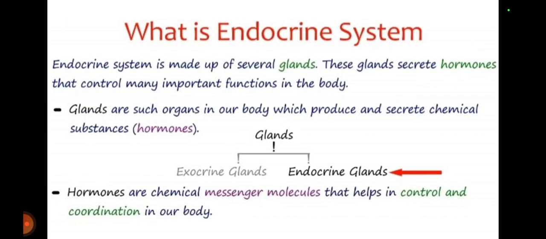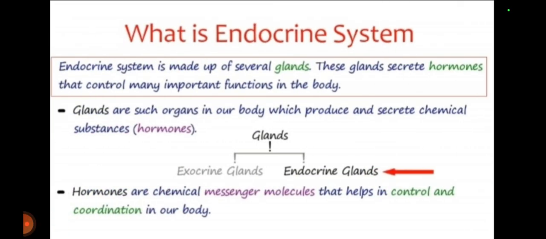Hormones. What are hormones? Hormones are the chemical substances, as I said just now, or we can say chemical messenger molecules that help in control and coordination and growth and development of our body. So let us learn again. The endocrine system is a mixture of several glands, and these glands secrete hormones that control many important functions of our body.